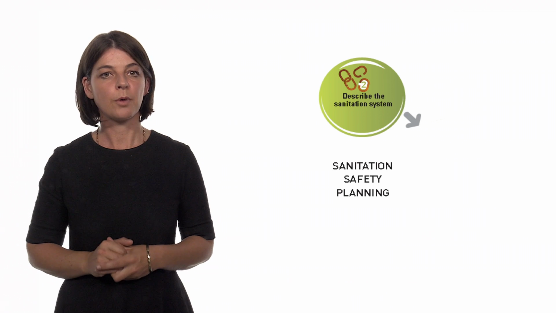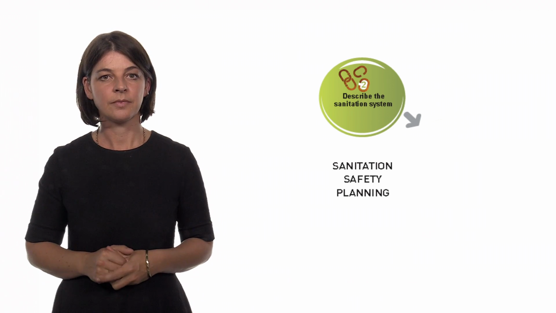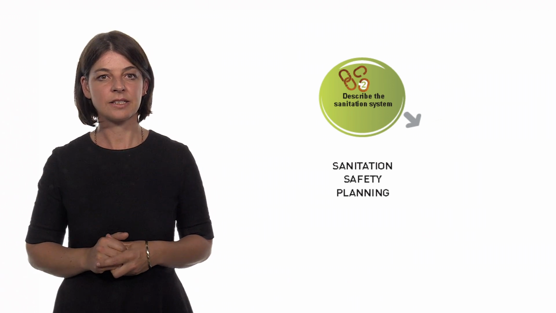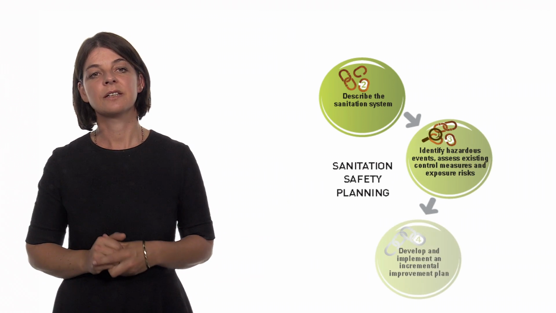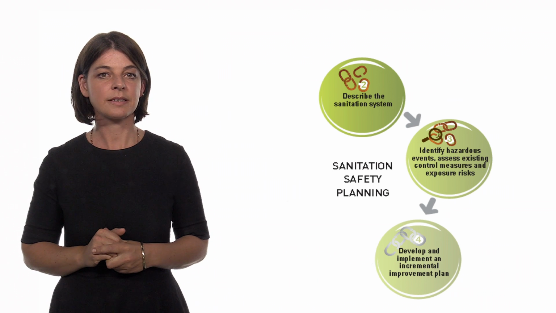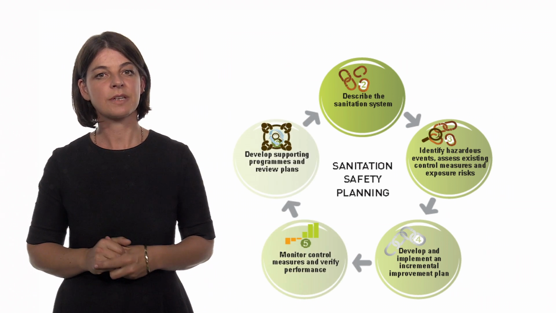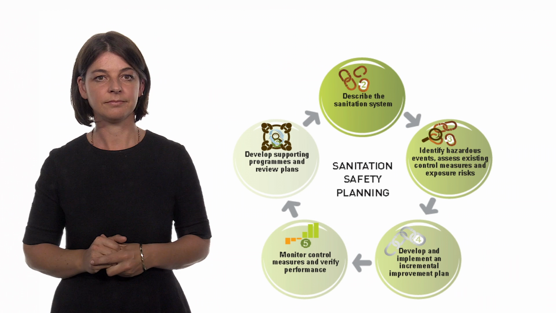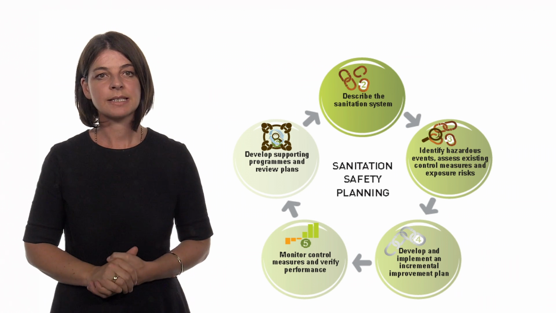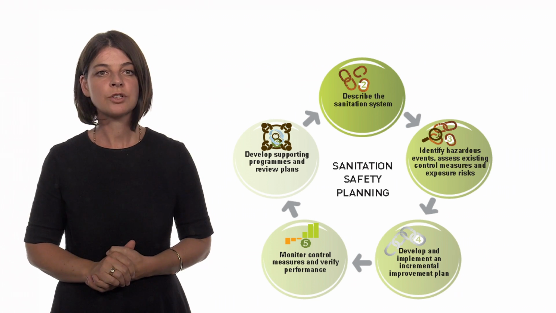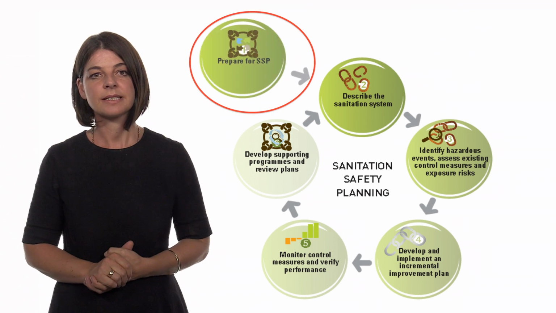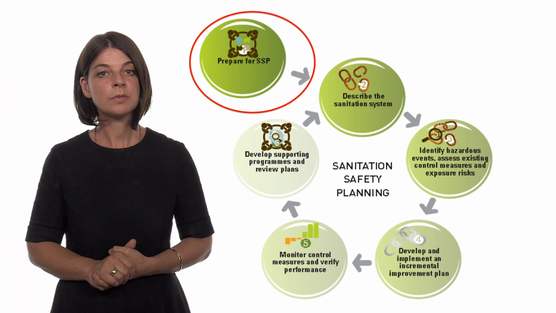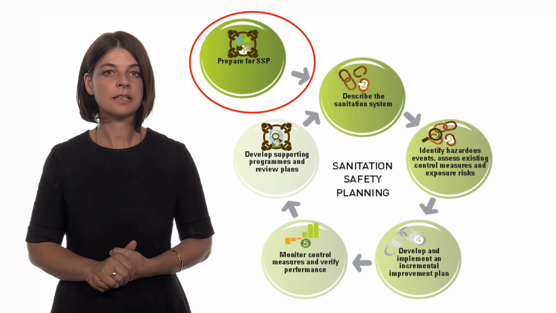We have just followed the modules in the SSP manual. First, describing the sanitation system, identifying hazardous events and exposure risks, developing and implementing improvement plans, monitoring controls and verifying performance. Coordination amongst stakeholders is needed to implement all controls and monitoring in a safely managed system. That's why establishing a team at the outset with members representing each step of the chain is vital to prepare for SSP.